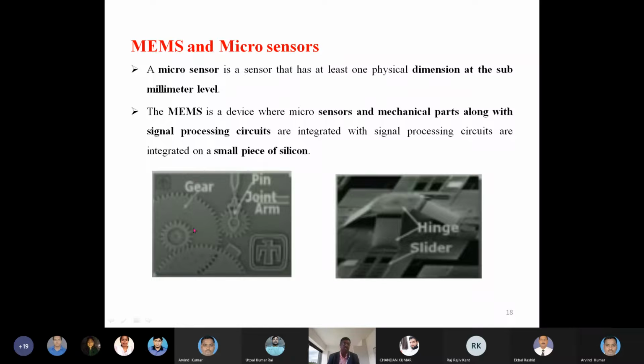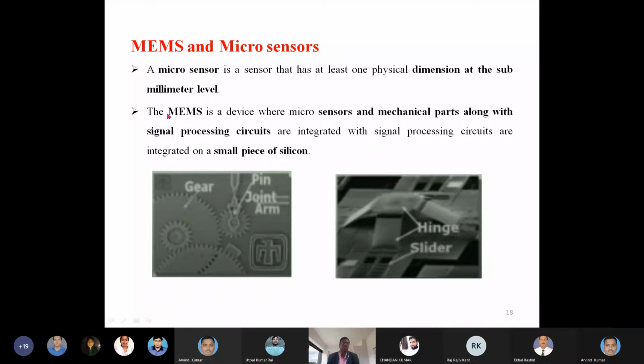Okay, so here are the gears, and there is a pin joint over here, and these components are manufactured by the micro manufacturing methodology. Similarly, here there are also sliders and hinges, which are very miniature in nature, and these are manufactured by micro manufacturing. Earlier we had sensors and circuits which were not generally integrated.